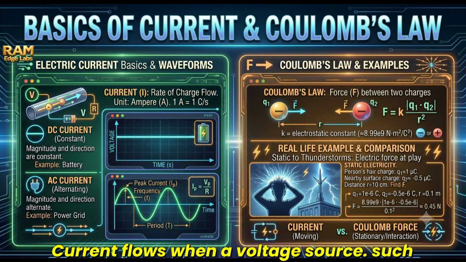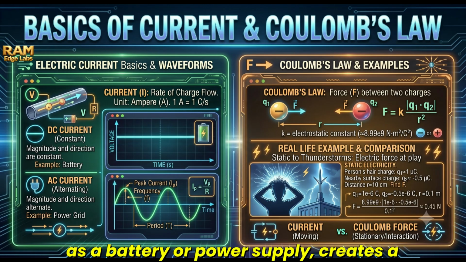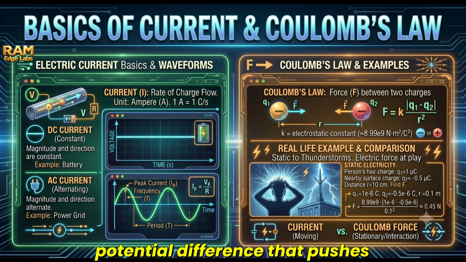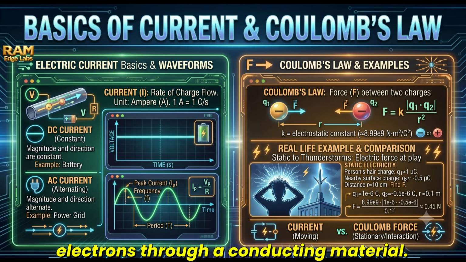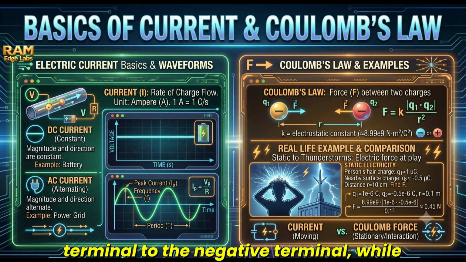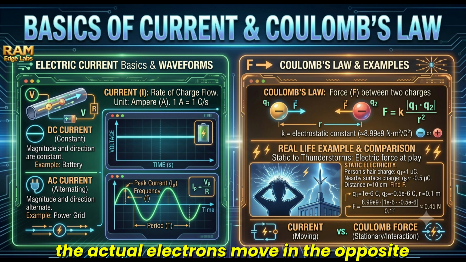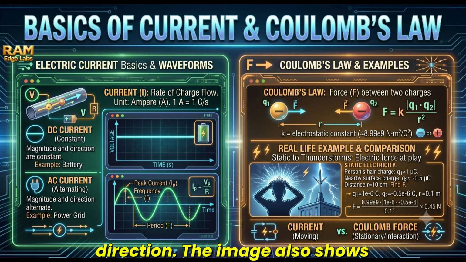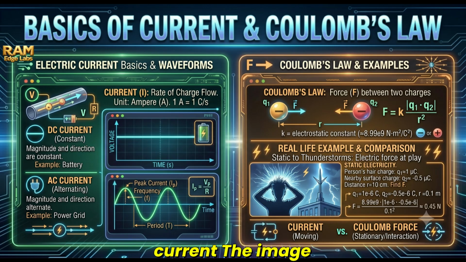Current flows when a voltage source, such as a battery or power supply, creates a potential difference that pushes electrons through a conducting material. The direction of conventional current is considered to be from the positive terminal to the negative terminal, while the actual electrons move in the opposite direction. The image also shows that current can exist in two forms: direct current, DC, and alternating current, AC.